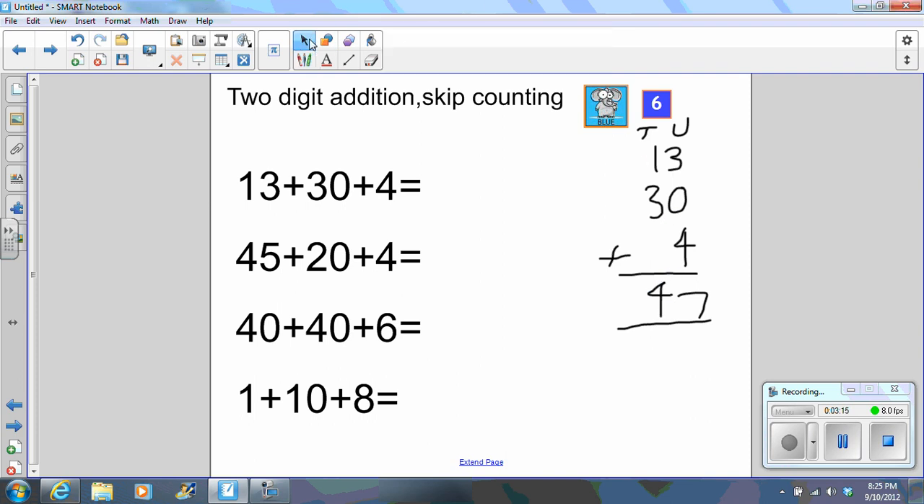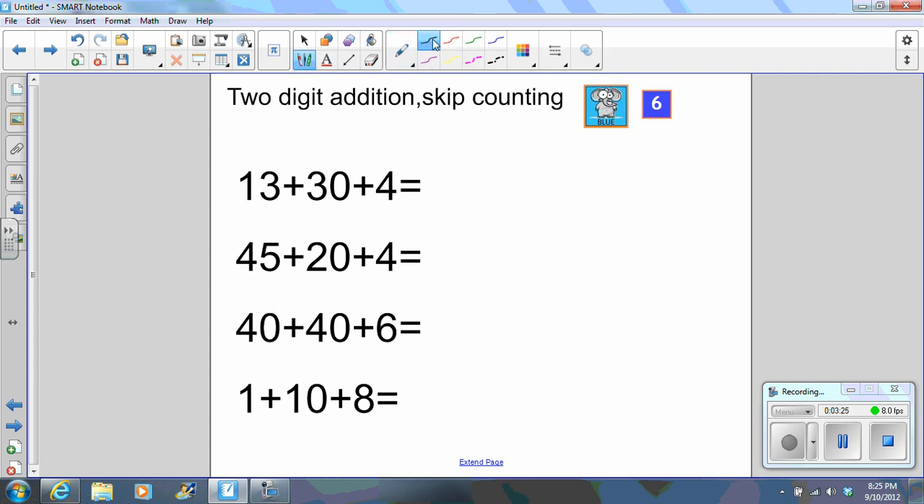Okay, so what we looked at is actually today working that out a quicker way. To work it out a quicker way, once we have that solid understanding though, we can now add our units. So we've got 3 and 0 is 3, and 4 is 7. So then add the tens. 3 and 1 is 4, 47. The next one, let's add the units. 5 and 0 is 5, and 4 is 9. Add the tens. 4 and 2 is 6.